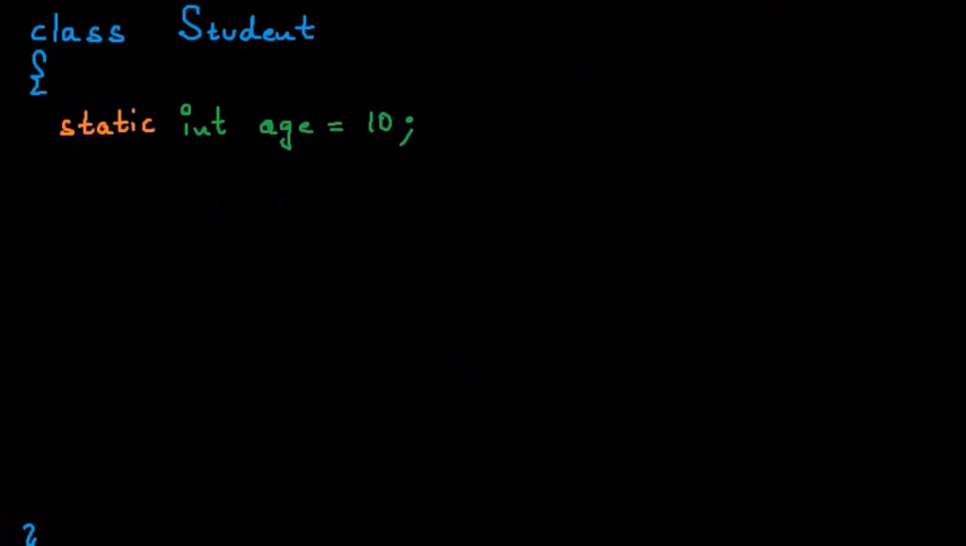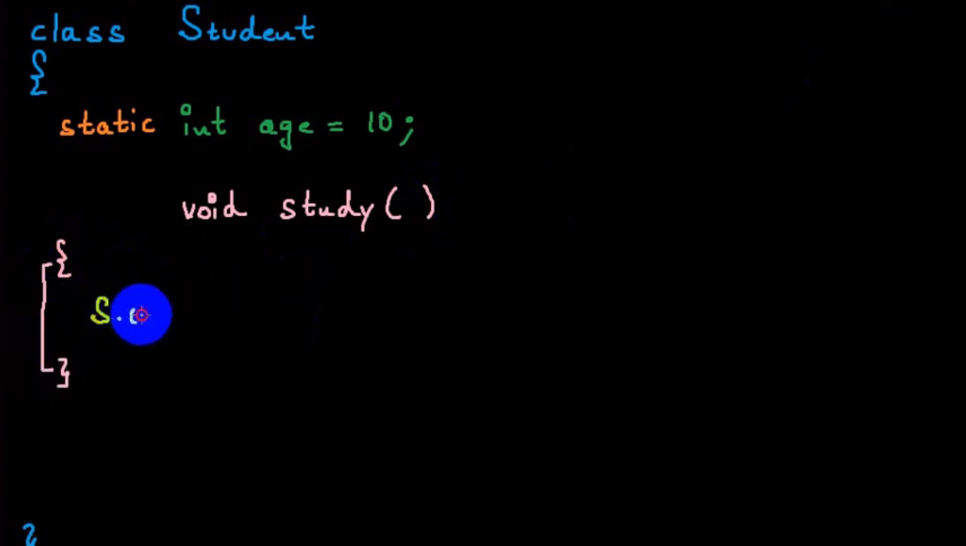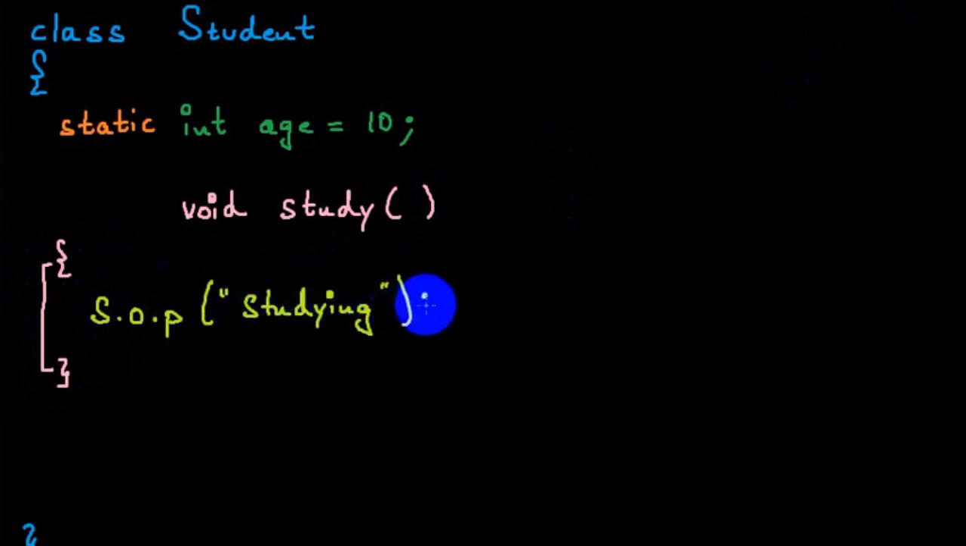Similarly, can I have one method also? Absolutely, you can have one method also. How will you have? See here, void is the return type, indicating the method will not return anything. Study is the method name. Open parenthesis close and open curly braces close here. This is the scope of the study method. And I just give one line of implementation, that is System.out.println, I just give it as "studying" over here.